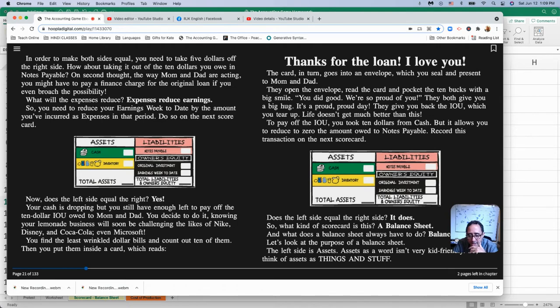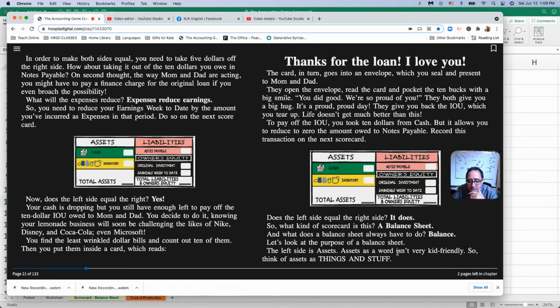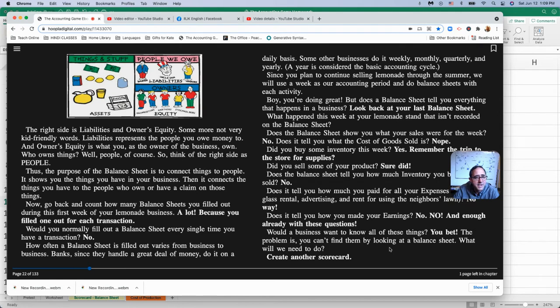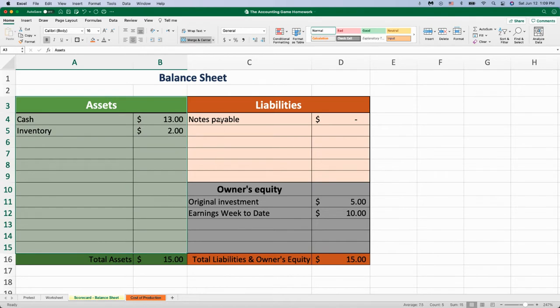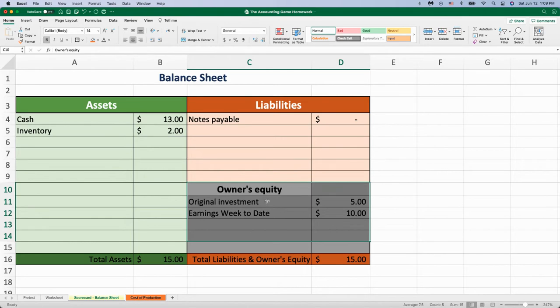Okay, now we balance. Let's look at the purpose of the balance sheet. The left side is things and stuff that I have in my business. The right side is people that I owe and what the owners have. Let's look at it now. These are the things and stuff I have in the business. Here's the people I owe, and this is about the owners, right? This is what you are really interested in.